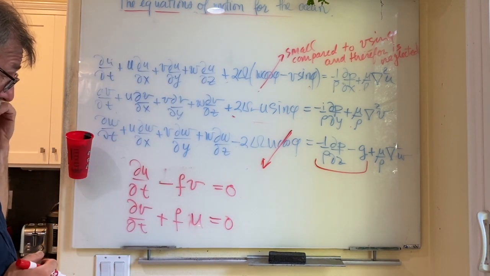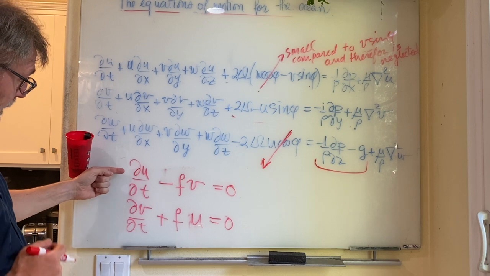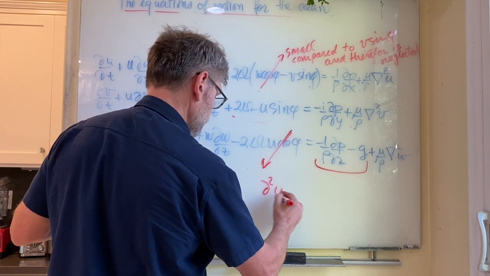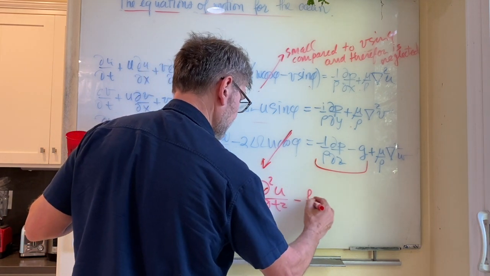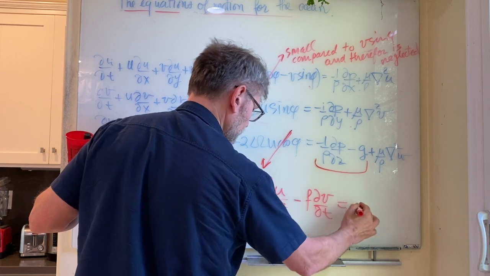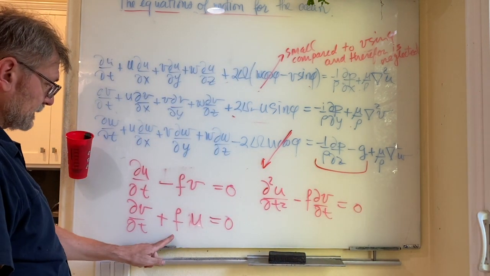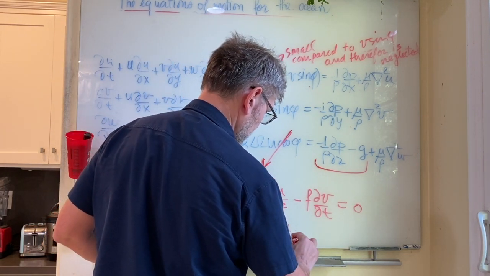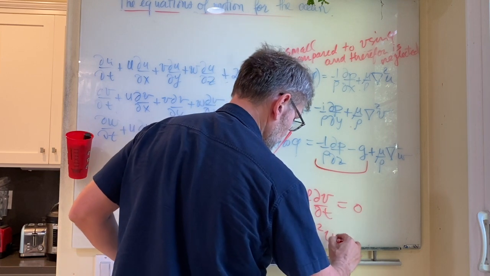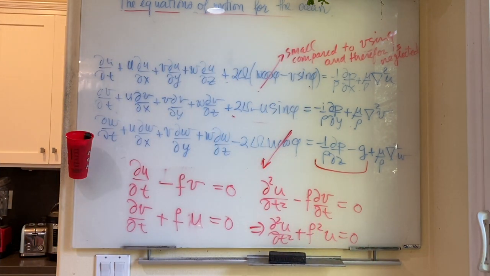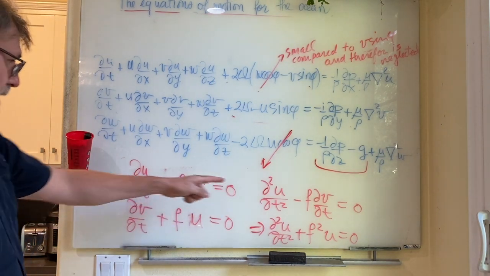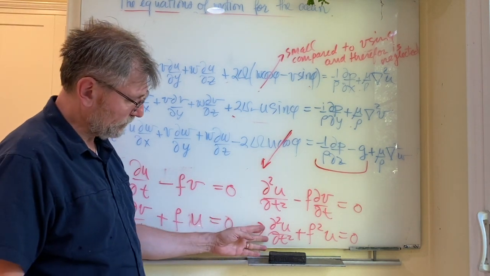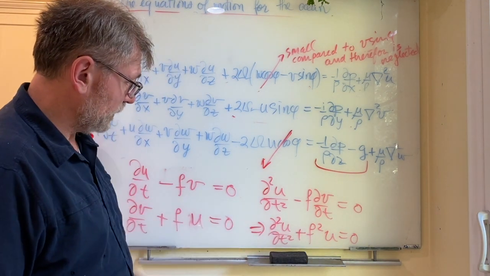These two equations, I can combine them, right? If I take d/dt of the first one, what I get is d²u/dt² minus f dv/dt equals 0, and dv/dt is just minus f times u, so this becomes d²u/dt² plus f²u equals 0. So I've taken the t derivative of this one, I get this, and then where I see dv/dt, I substituted minus f times u. Now I have one differential equation in u alone, and this equation is easy to solve.